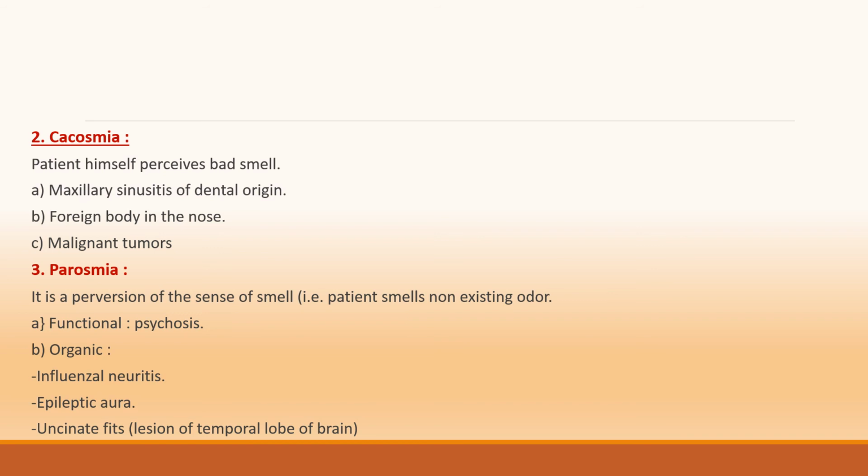Cacosmia. The patient himself perceives a bad smell, like in maxillary sinusitis of dental origin, foreign body in the nose, malignant tumors. Parosmia. It is the perversion of the sense of smell, which means the patient smells a non-existing odor. It can be functional, psychosis, or organic like influenza neuritis, epileptic aura, or uncinate fits, which are due to a lesion of the temporal lobe of the brain.